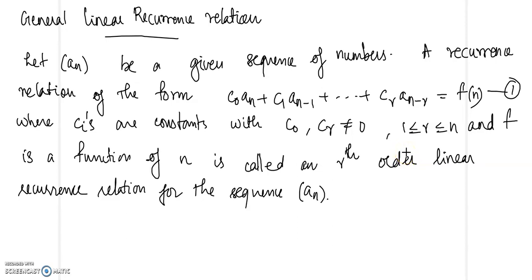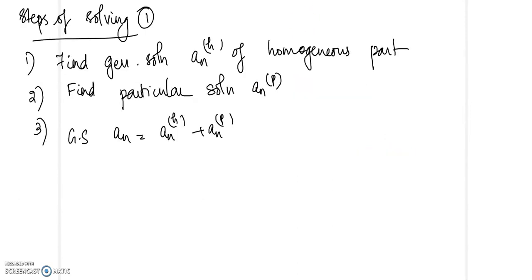So this is called the rth order linear recurrence relation. Now let us look at how to solve for the equation. There are three steps in finding the general solution. First, solving the associated homogeneous equation, which we have seen, a_n^(h). Then we need to find the particular solution, which is a solution of the non-homogeneous equation. Then the general solution will be the sum of a_n^(h) and a_n^(p).